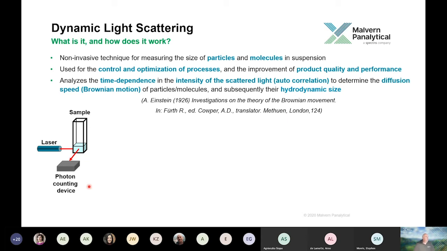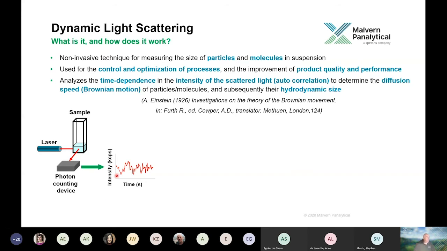Now, the important point to make here is that if we observe that scattered light over very long time scales, seconds or tens of seconds, we would see that the intensity doesn't fluctuate. It looks to be constant. What we are interested in is much quicker timescales. So we observe the scattering on nanosecond, microsecond timescales. And when we do that, we see it fluctuates over time.